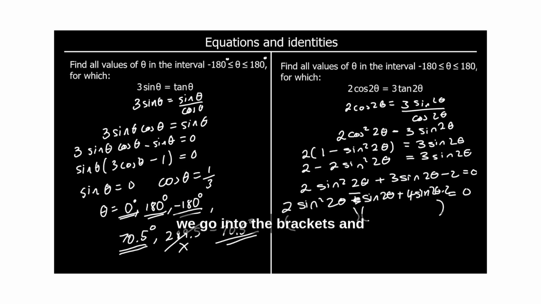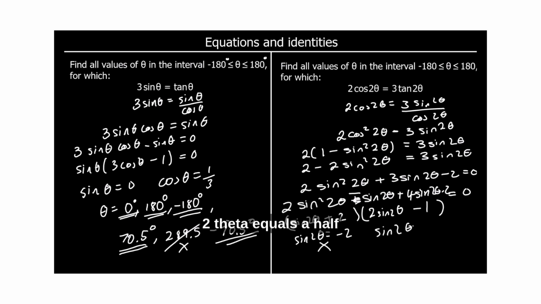Then we go into the brackets. And what can come out the first two terms? That's sine 2 theta. Sine 2 theta times 2 sine 2 theta makes 2 sine squared 2 theta. Sine 2 theta times negative 1 makes negative sine 2 theta. And then 2 times 2 sine 2 theta is 4 sine 2 theta, and 2 negative ones are negative 2. So sine 2 theta equals negative 2, which it can't. Or sine 2 theta equals a half, which it can.